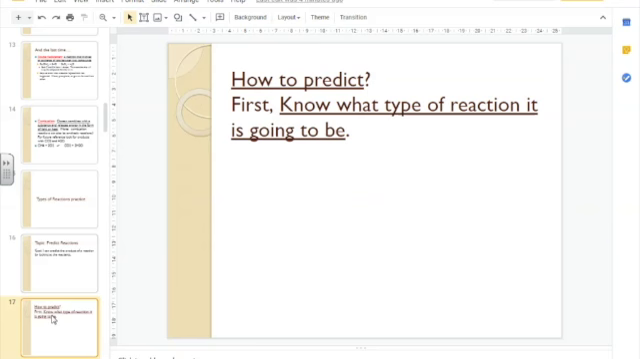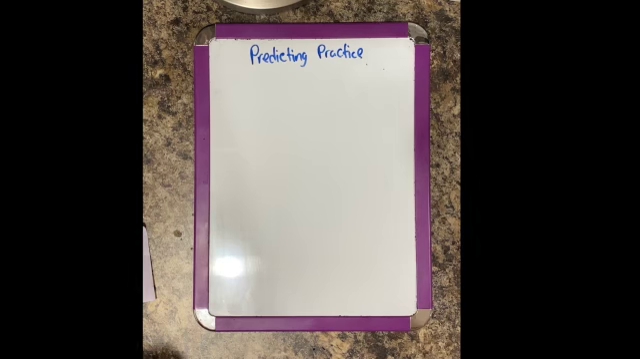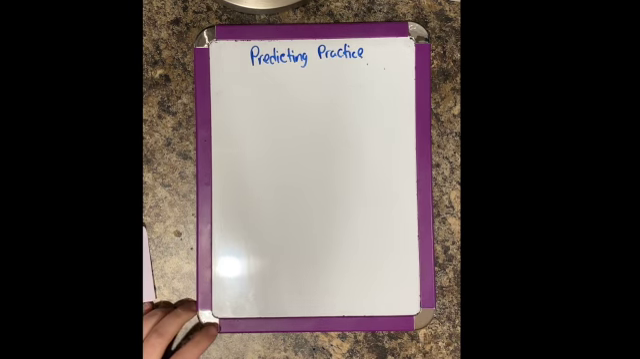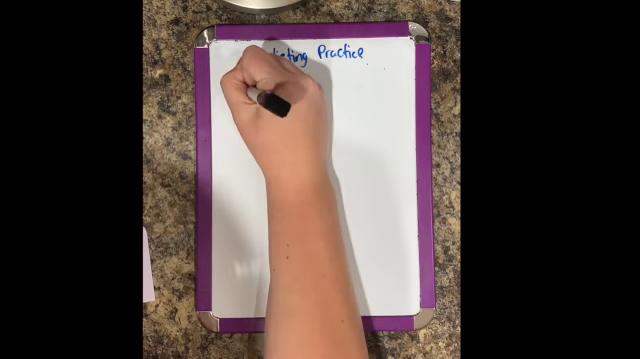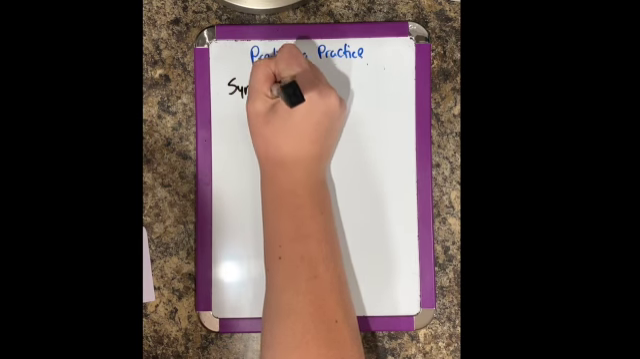So here I'm going to show a clip of me showing different reactants and how to tell which type of reaction it is just based off of that. All right, so now we are going to go over how to predict different types of reactions. And also when I go over this, I'm going to show you how to identify each type. So the first one is synthesis.